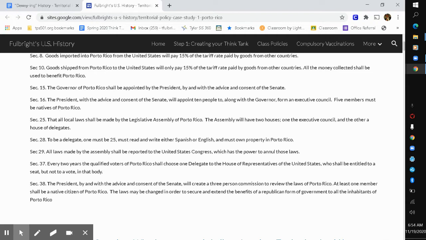The president, with the advice and consent of the Senate, will appoint 10 people to, along with the governor, form an executive council. 5 members must be natives of Puerto Rico. So 10 people are going to be in charge. Only half of them have to be Puerto Rican?